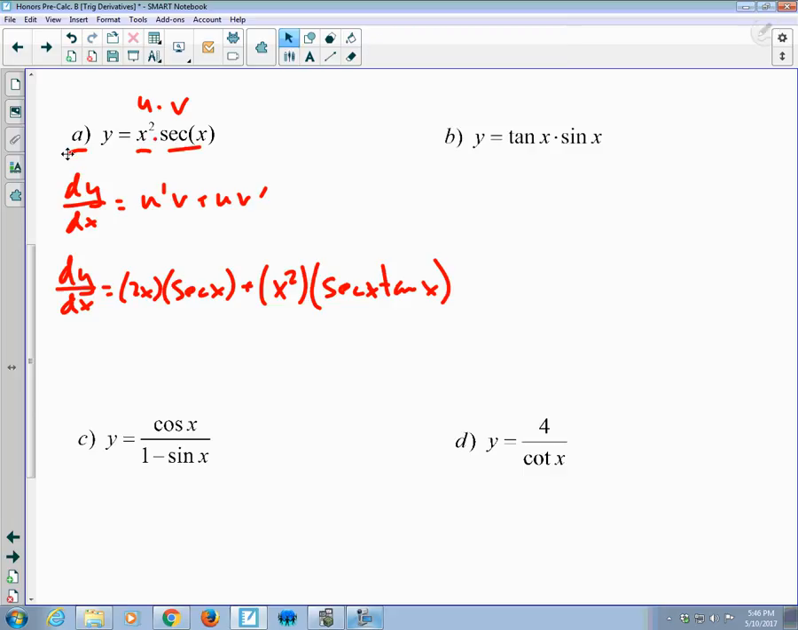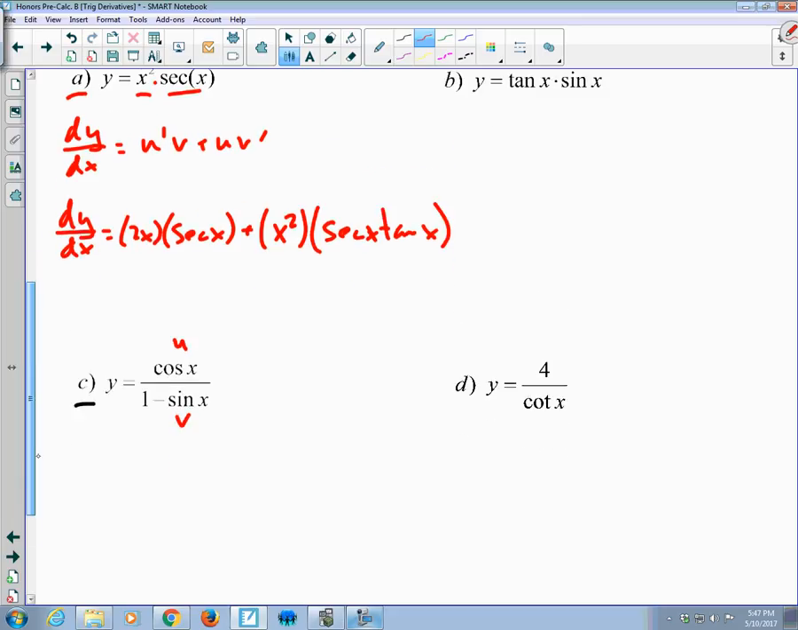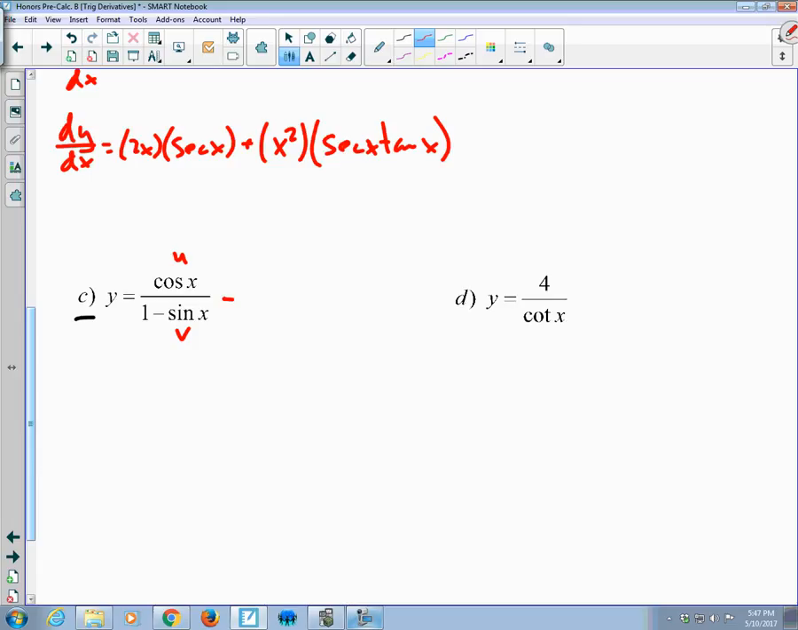So looking at C, we can say that we've got a division of two expressions involving trig functions. We've got cosine in the numerator and 1 minus sine x in the denominator. And here we can see that our numerator would be our u and our denominator would be our v for the quotient rule. The quotient rule says that our derivative is going to be of the form dy dx equals u prime v minus u v prime over v squared, right?